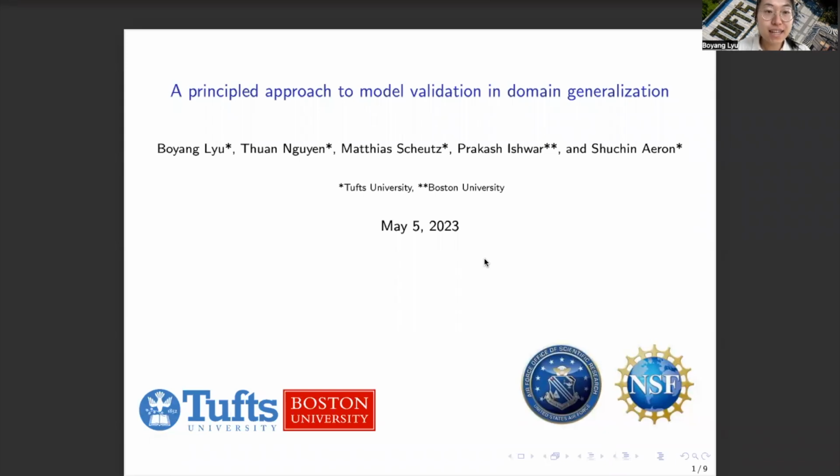Today I'm going to present our work, A Principled Approach to Model Validation in Domain Generalization. This is a joint work with Tuan Wing, Matthias Schulz, Prakash Ishwar, and Suchin Aaron. This work is sponsored by the Air Force Office of Scientific Research and NSF. In this paper, we revisit the traditional model validation method for domain generalization, identifying the shortcomings of the traditional method, and propose a new one.